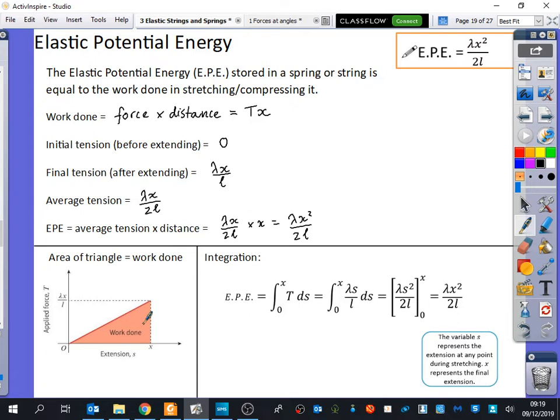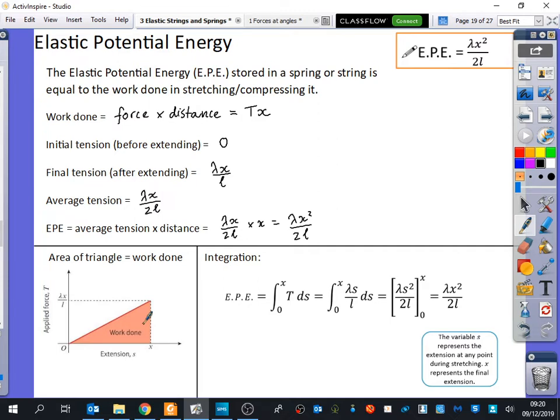It's the same as average tension. No, but T times... Oh, because the graph is linear, like it's a straight line graph. So the area of that will be the height times the width by half, which is lambda x over L times x times half, which will give us lambda x squared over 2L.